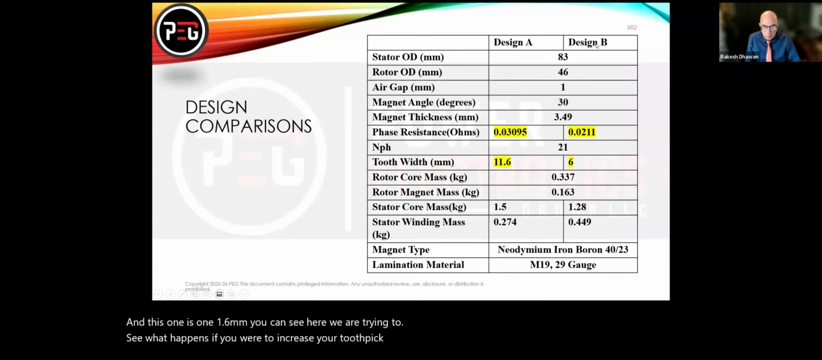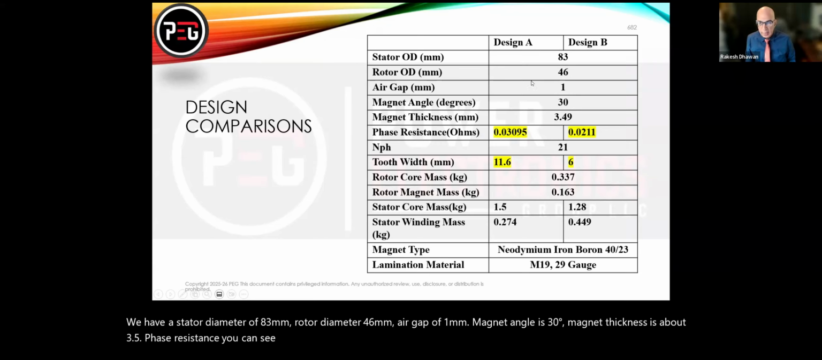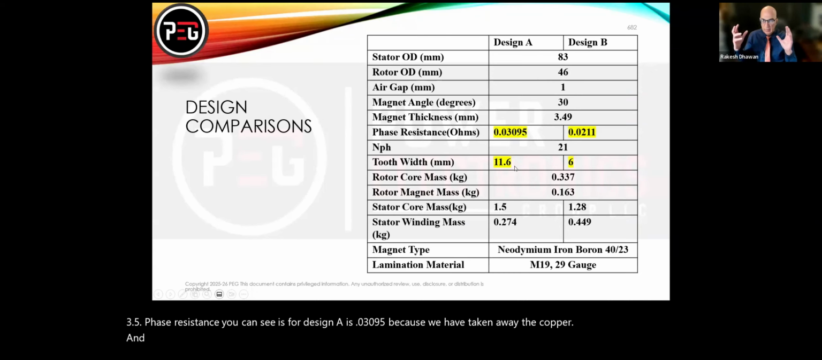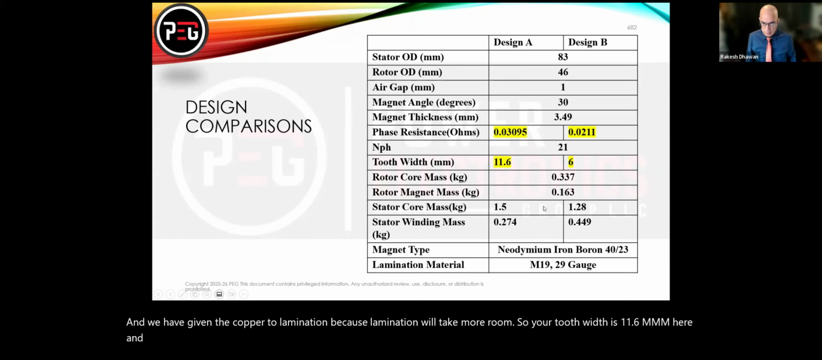There are 2 designs on the table. We have a stator diameter of 83 millimeters, rotor diameter of 46 millimeters, air gap of 1 millimeter, magnet angle of 30 degrees, and magnet thickness of about 3.5. Phase resistance for design A is 0.03095, because we have taken away the copper and given it to the lamination, which takes more room. Your tooth width is 11.6 millimeters here, and everything else is about the same.